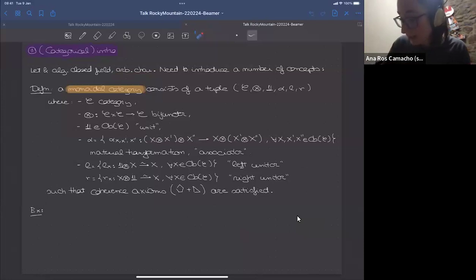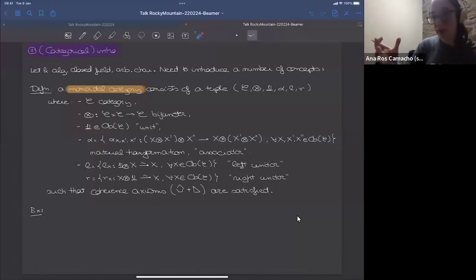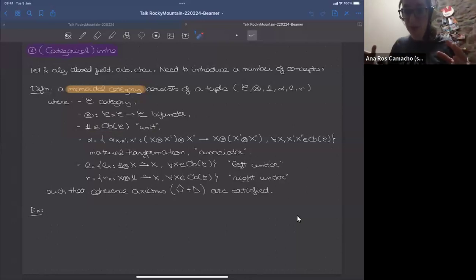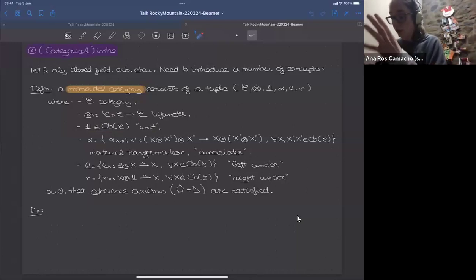By a monoidal category, what I mean is a tuple: my category C, a certain bifunctor going from two copies of the category to the category back, a distinguished object which we will call a unit, and alpha, which is a family of natural transformations that relates the product of three objects. If you take two and multiply them and then multiply them with a third, you should be relating this to the second and third multiplied together first and then with the first one. This family of natural transformations is called the associator.